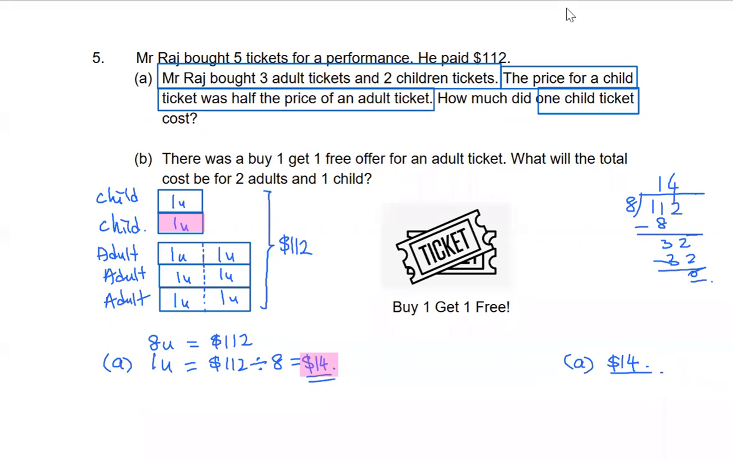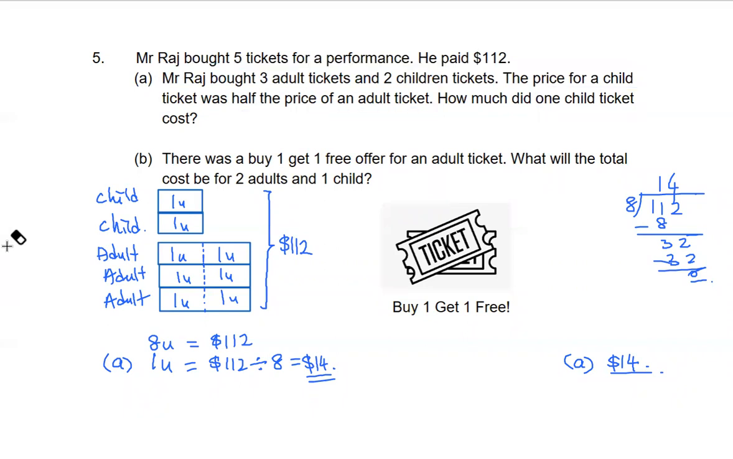So part B. If there was a buy one get one free offer, what is the total cost for 2 adults and 1 child? Buy one get one free, this is such an amazing offer, right? Buy one ticket, you get one more ticket free. So if you want to buy 2 adult tickets, you don't really need to buy 2 tickets. You can just buy 1 adult, and then you get 1 ticket free.